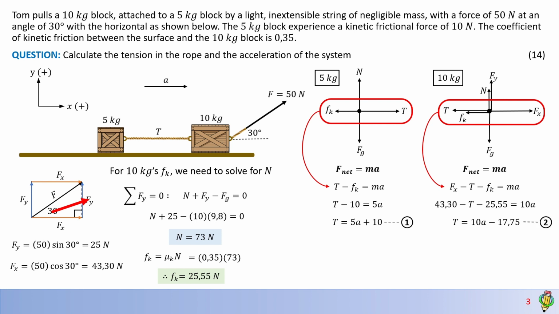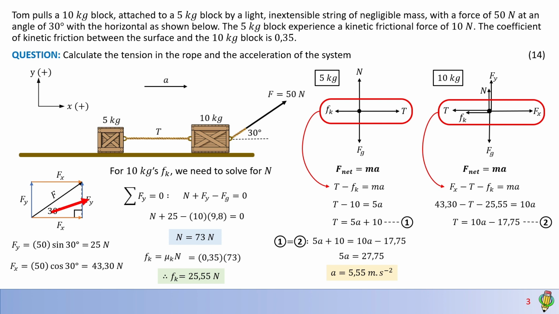Since both the equations are equal to T, which is related for both these objects, we equate equation 1 to 2. We get 5A plus 10 from equation 1 equals 10A minus 17.75 for equation 2. Now we can take all the terms with acceleration to one side and all the numbers to the other side. We get 5A equals 27.75. Then if we divide by 5 on both sides, we get our final answer for acceleration to be 5.55 meters per second squared.